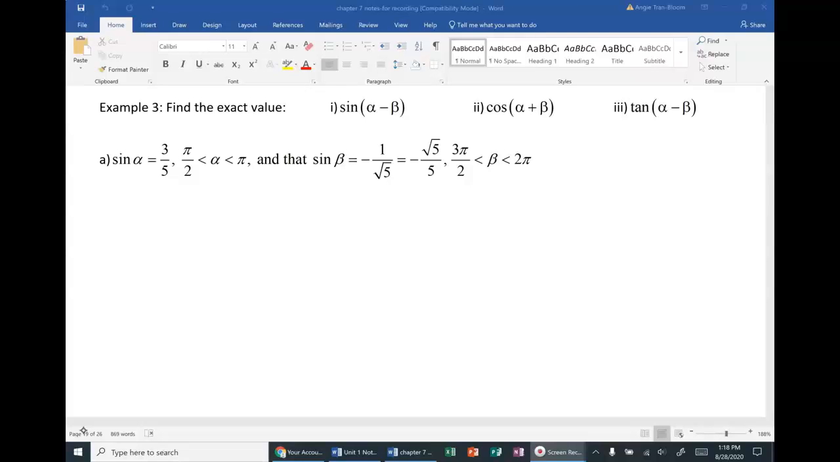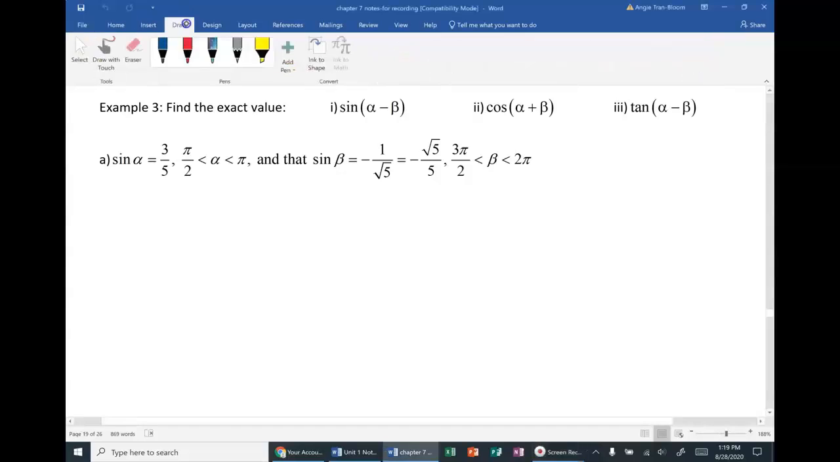Okay, now in your homework you will see that you will need to apply both sum and difference of sine, sum and difference of cosine, and sum and difference of tangent. But I figure if you can do one of those, you can do all of those. So that's why I'm only doing half. 3a, sine of alpha is given to you as 3 divided by 5. Now this is really important right here.